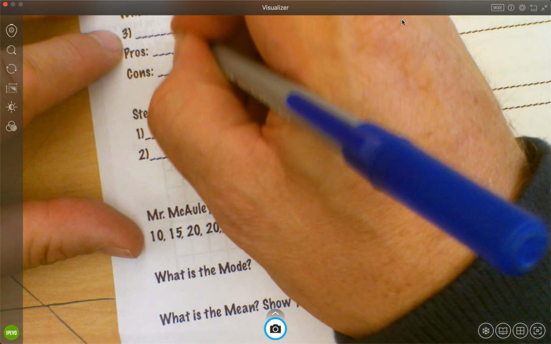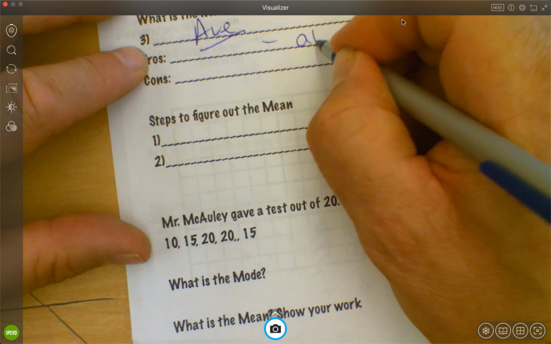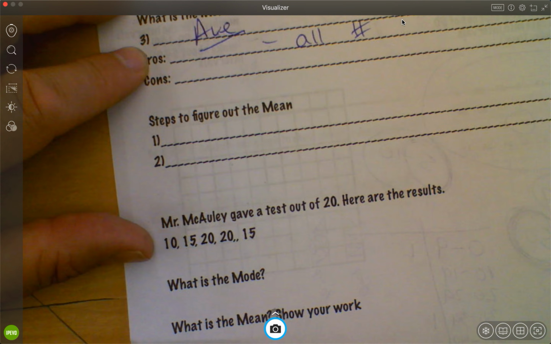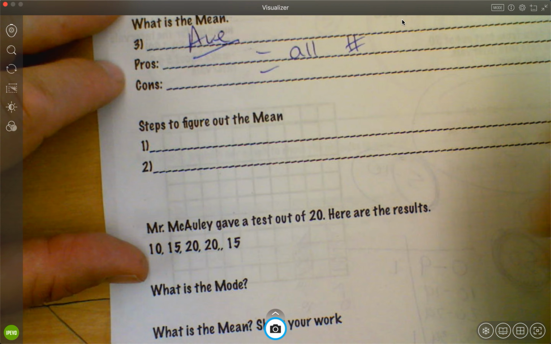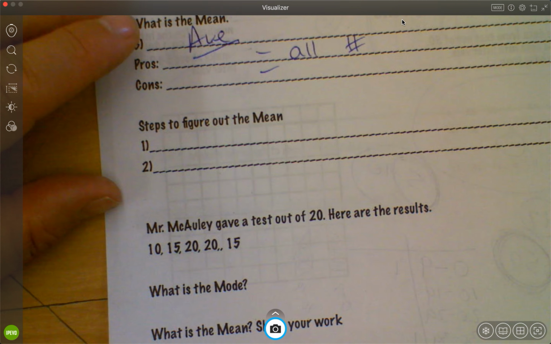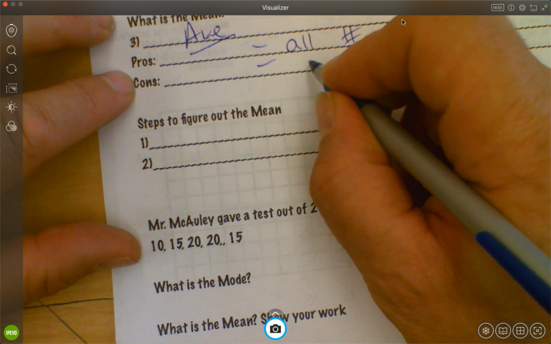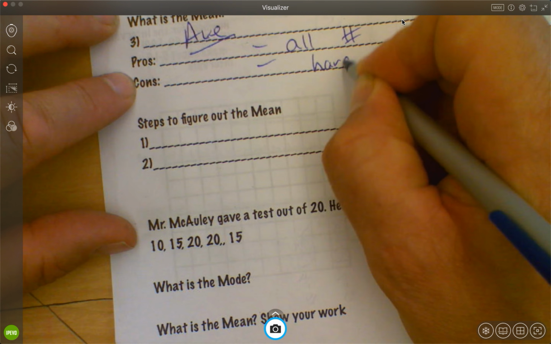What's the mean? The mean is kind of the average. The pros is it does take in all the numbers. Every number gets to contribute. The downside to the mean sometimes is if you've got numbers that are outliers, that are far away from everything else, it can skew it one way or the other, but that's kind of beyond grade 5. The other con really is it's harder to do.